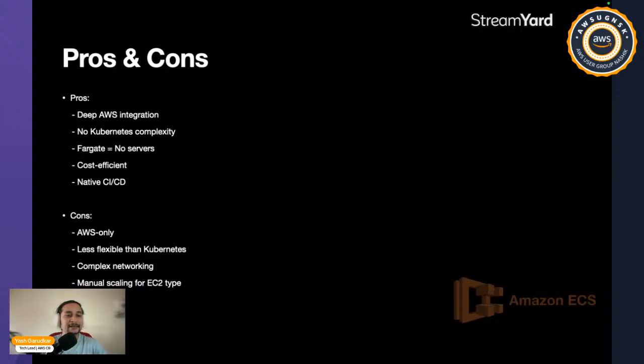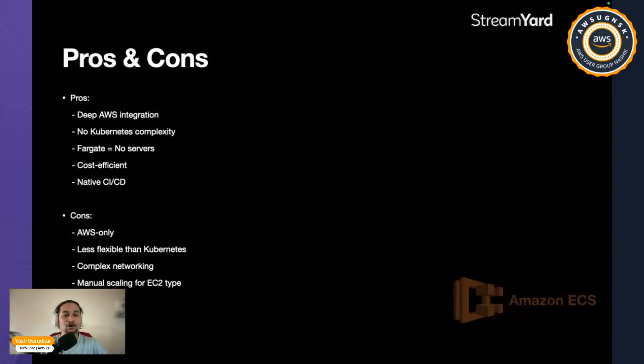There is no Kubernetes complexity when you are deploying with ECS, because it takes care of your scaling up and scaling down automatically using load balancers. When you are using Fargate, you don't have any servers to take care of. All you do is deploy with Fargate.